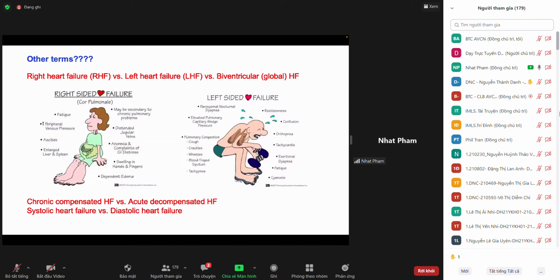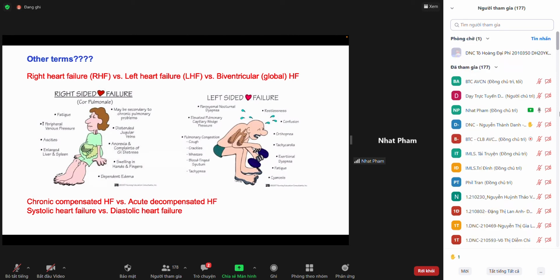Okay, let me talk about that. Chronic compensated heart failure is when a patient has the signs of chronic heart failure, which we already talked about before, with signs and symptoms like fatigue and pulmonary congestion. However, currently the patient is asymptomatic, or maybe has symptoms that are stable.